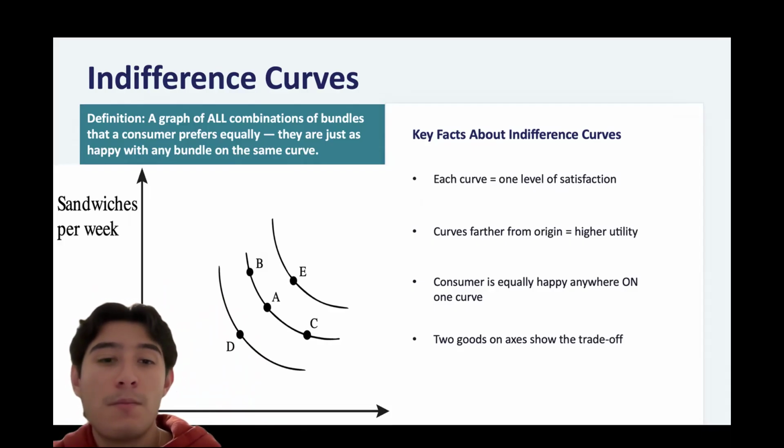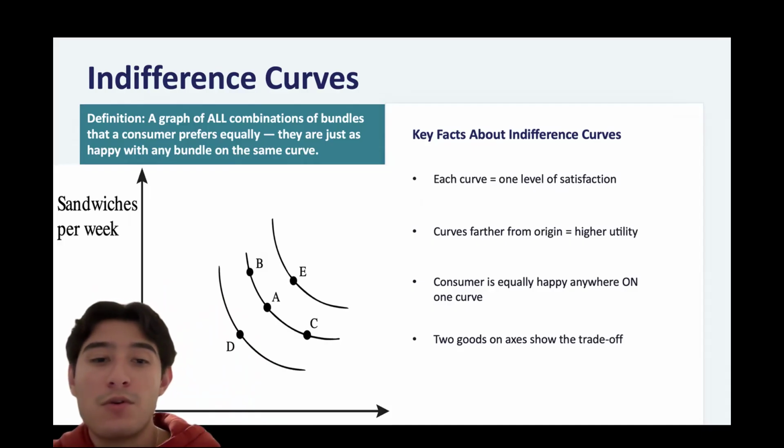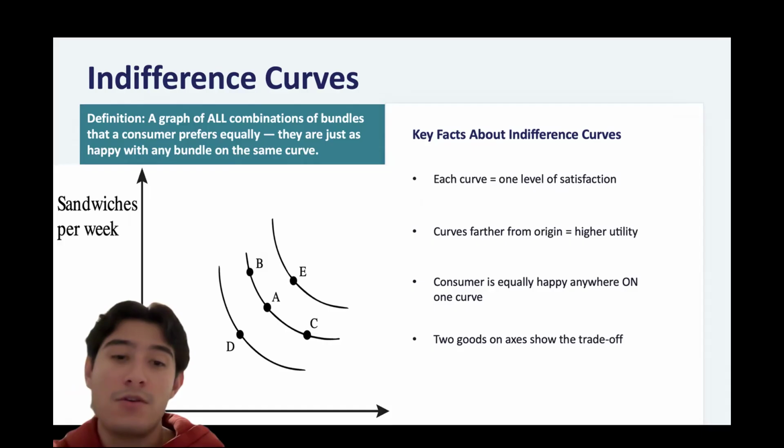Now notice that there are multiple curves on this graph. Each curve represents a different level of satisfaction, and here's the key part. Curves that are further away from the origin represent higher utility. More of both goods means you're better off, so a curve in the upper right of the graph is always better than one closer to the origin.